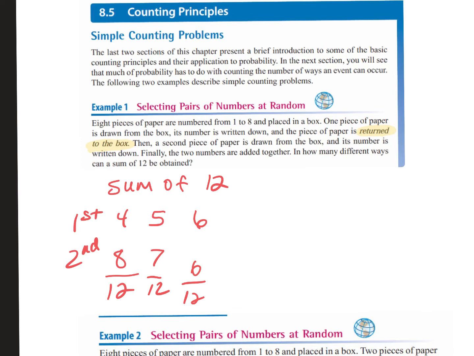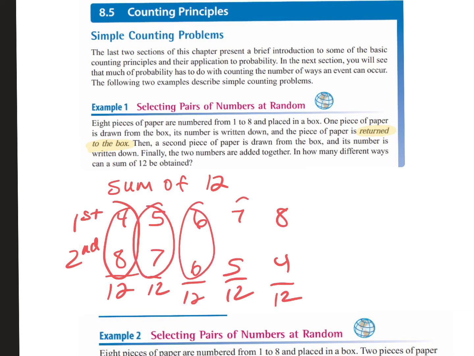If I first draw a 4, and then I get an 8. Then I draw a 5, I could get a 7. I draw a 6, I could get a 6. What else can I draw? Can I draw a 7 on the first time? Yeah. Then what would I have to get on the second one? 5. Okay. Can I draw an 8 on the first one? Yeah. What would I have to get on the second one? 4. So there's 1, 2, 3, 4, 5 different combinations.